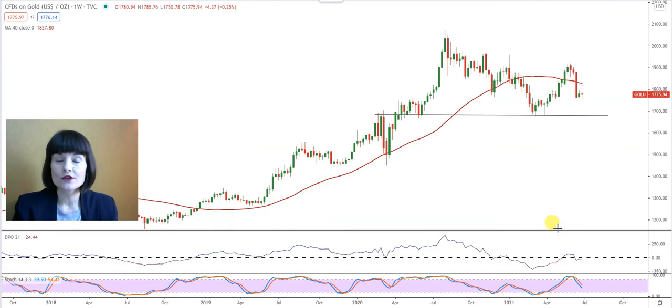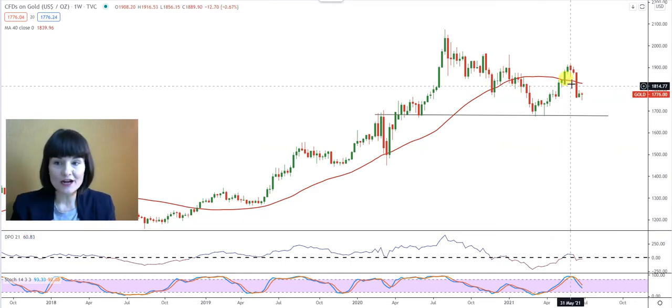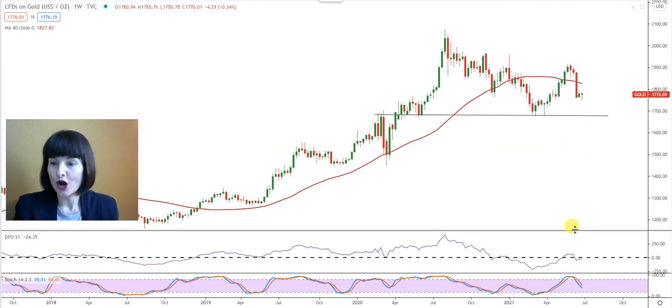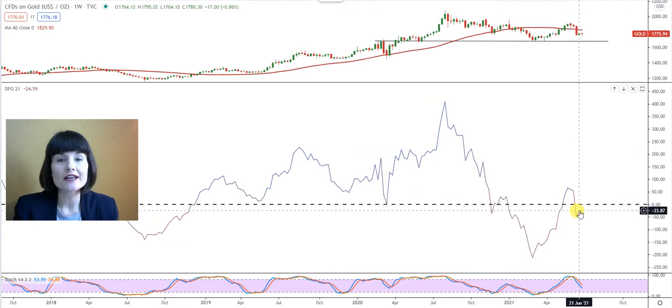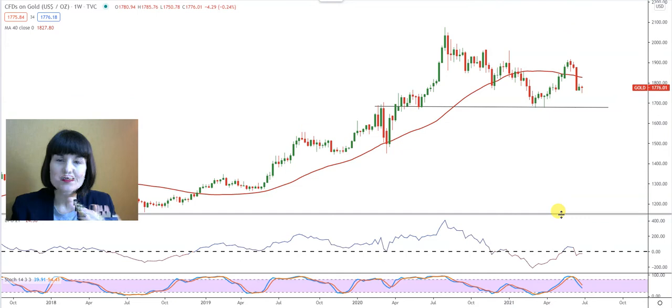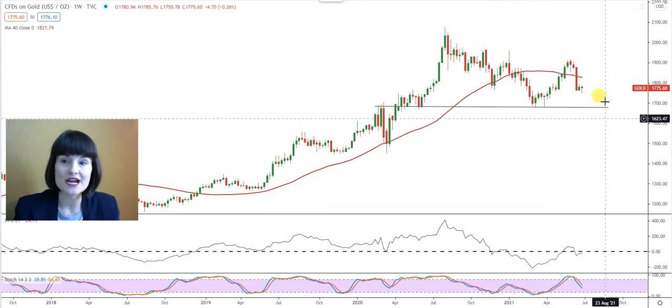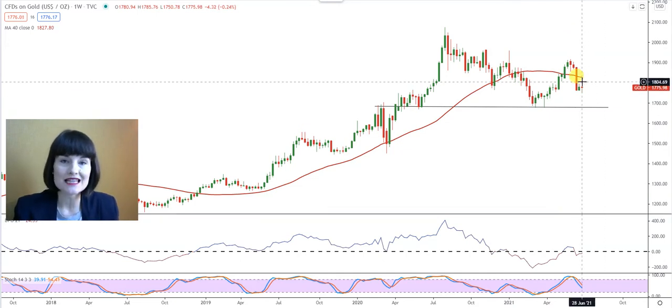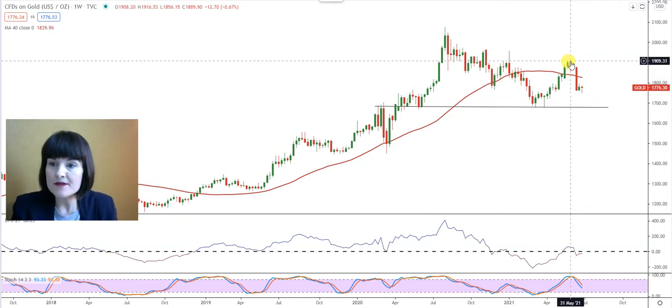So now the question is, only when that zero line on my DPO starts to change into a support again, in other words, the gold price needs to start to trade above the 40-week moving average, and that is waiting at $1,827. Only then can our gold investors take a sigh of relief and say, hey, the cycle is turning around, maybe we can see some upside, and maybe the gold price can go back to that high of $1,916.